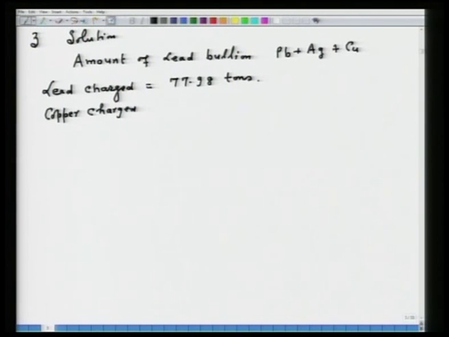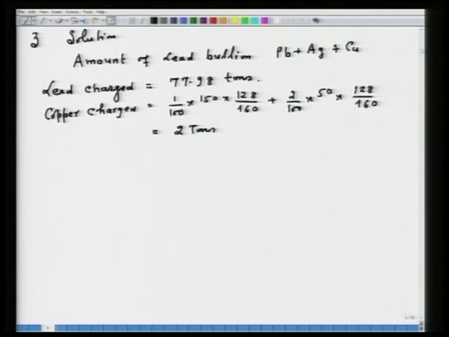Now, copper charged. Again, you have to look at the sources of copper, from where it is entering into the furnace. The only source is cinder, which contains 2% copper sulphide, and cinder is 50 tons, and another source is sinter also. So, from all sources you take into account the copper entering into the system. The copper charge will be equal to 1/100 into 150 into 128/160 plus 2/100 into 50 into 128/160. You have to convert also, if Cu2S is given, then accordingly copper. That will come out to be equal to 2 tons. That means total copper you are charging is 2 tons.